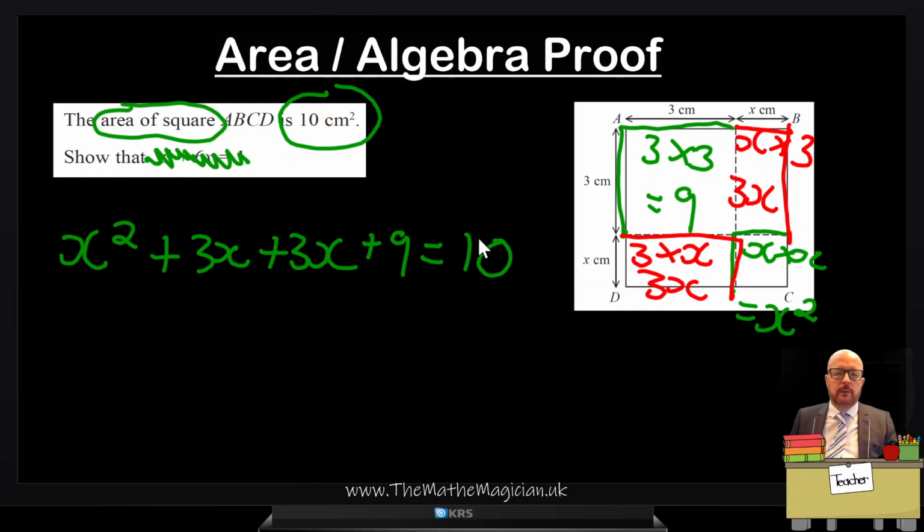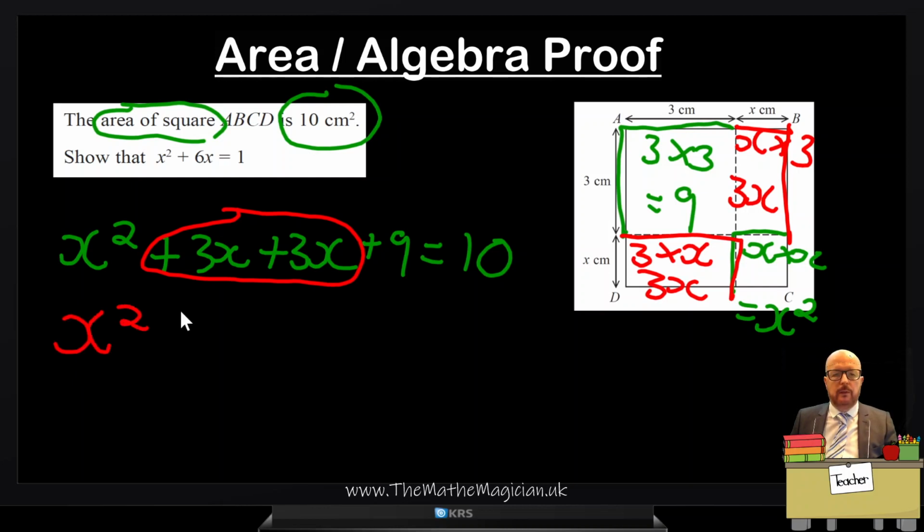The last mark is for showing it is equal to that. Let's go back to red. What can I do to simplify? Well, I can simplify here. We've got 3 x's added to another 3 x's, which gives us 6 x's. So we've got x squared plus 6x plus 9 equals 10. That's still not enough for another mark, so we need to carry on simplifying.